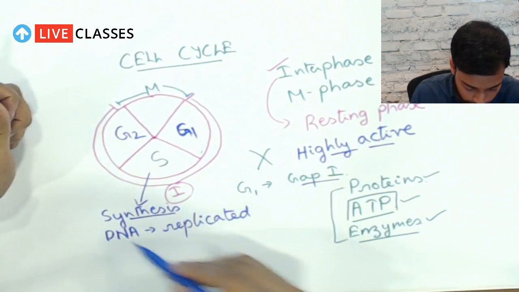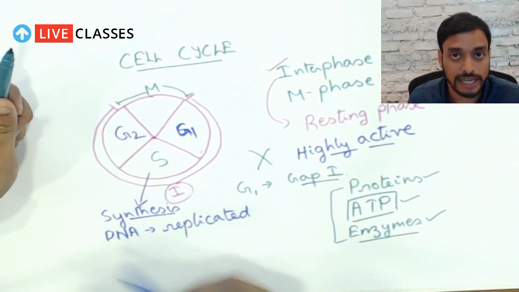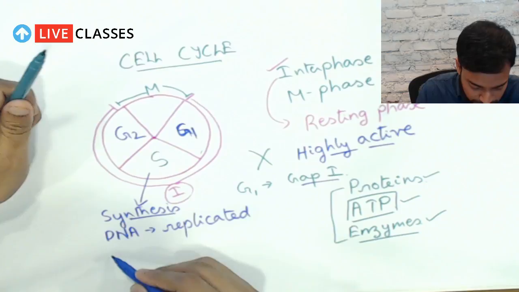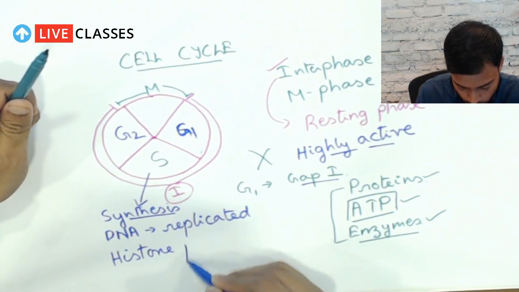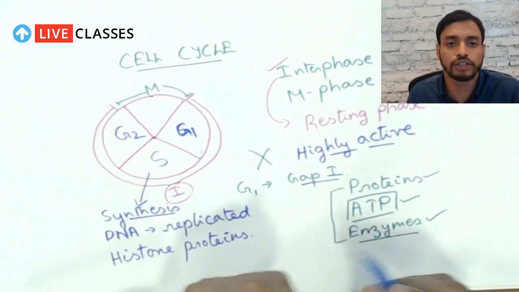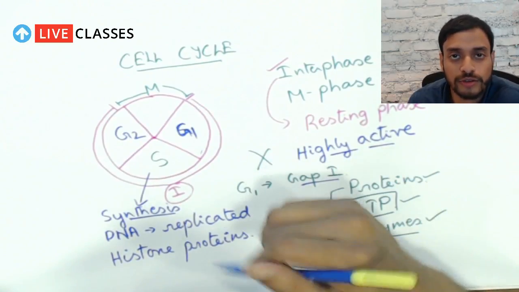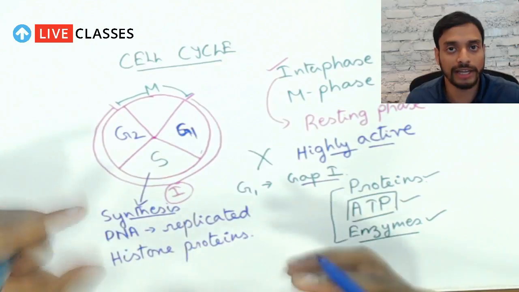So now, is a cell performing any other activities in this phase, S phase? Yes, the cell is making histone proteins. Do you know what these histone proteins are? What are the functions of these histone proteins? These histone proteins help in the coiling of the DNA, right?